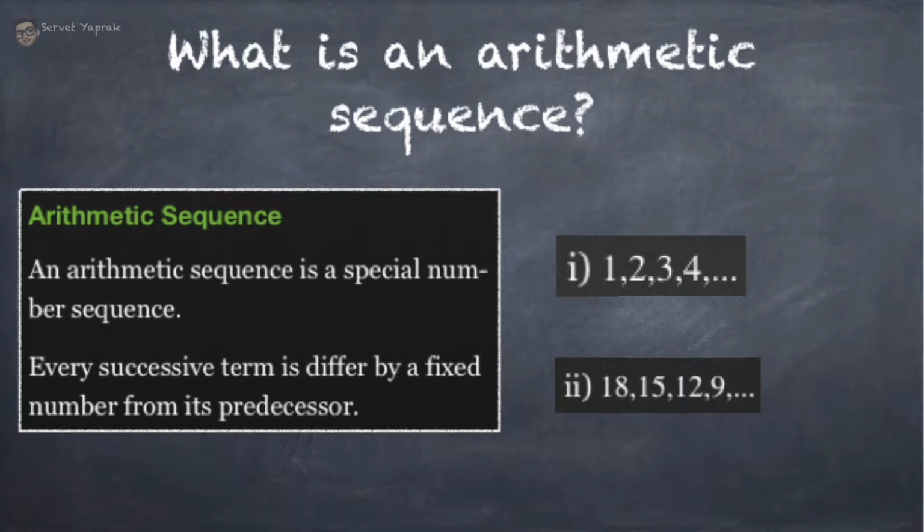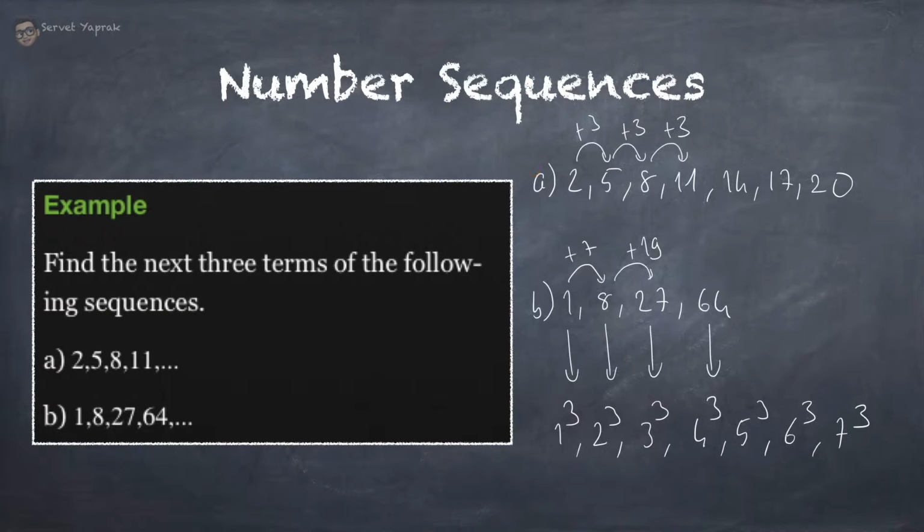We want to focus on what an arithmetic sequence is. Arithmetic sequences are special number sequences where every successive term differs by a fixed number from its predecessor. If you look at this definition, we can say that our first example A is an arithmetic sequence because there is a fixed difference: 3, and 3, and 3. However, B is not an arithmetic sequence because the first two terms increase by 7 and then 19. So B is not an arithmetic sequence, but A is.